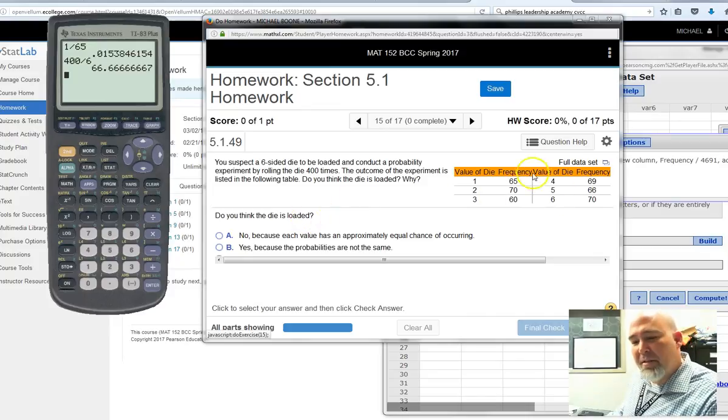So again, some thought-provoking questions to try to interpret the information. But please, for this section, read the chapter, look at the definitions, because most of section 1 is definitional.